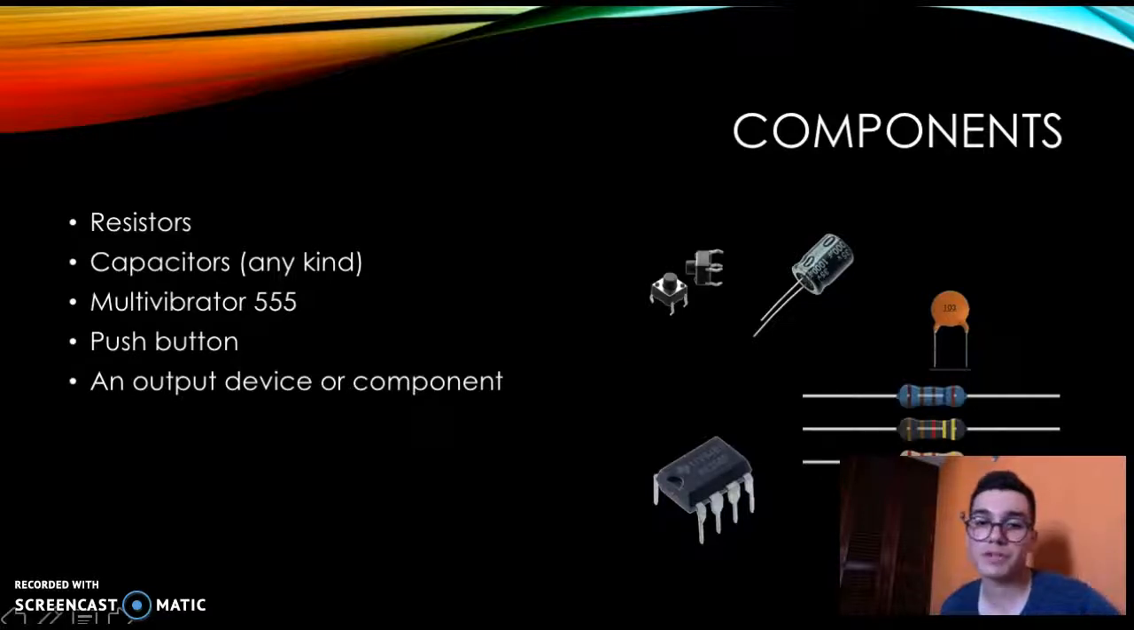For the components of my project, I used resistors, and in this case you can use any value of resistors and you'll see why in a bit. Capacitors, you can use electrolytic, or you can use this kind of capacitors, and of course you can use any value of capacitors, you'll see why again. The multivibrator 555, which is the one that gives us the alternating signals, the push button to activate the voltage, and an output device, which is any kind of electronic device or component that you want to use to see the signals or the behavior of the signal.